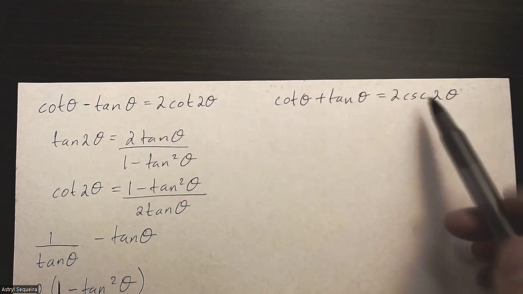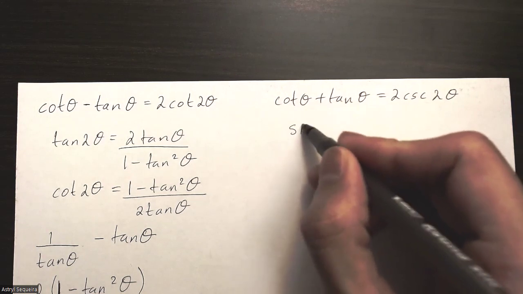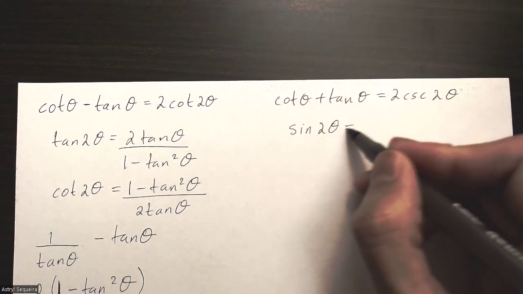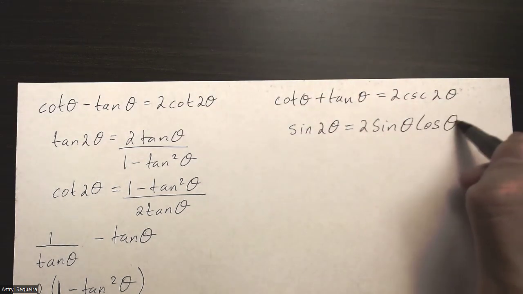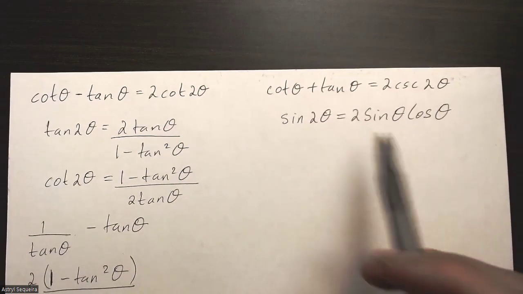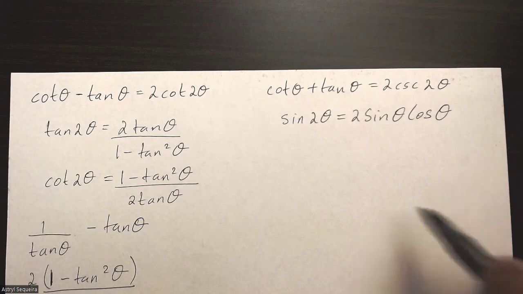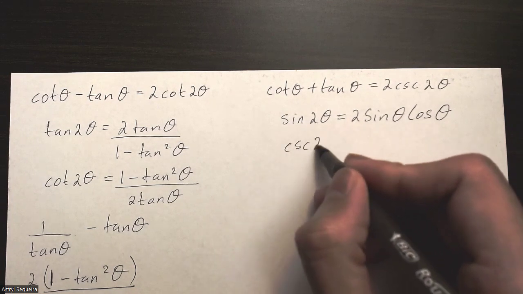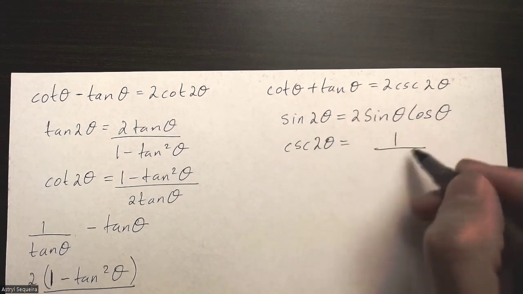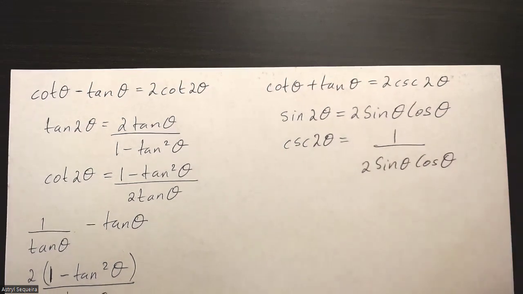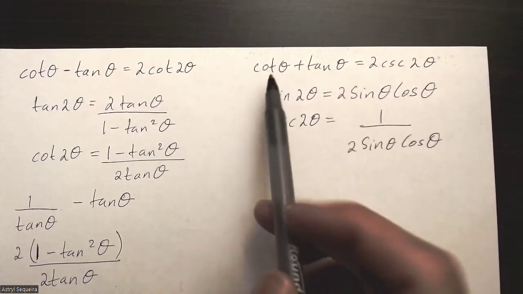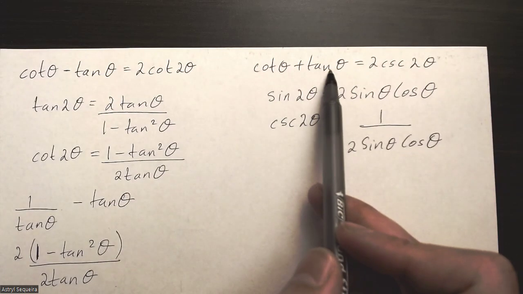The reciprocal of cosec is sine, and we know that sine 2 theta is 2 sine theta cos theta. That's our double angle identity for sine, which means that cosec 2 theta is going to be 1 over 2 sine theta cos theta.